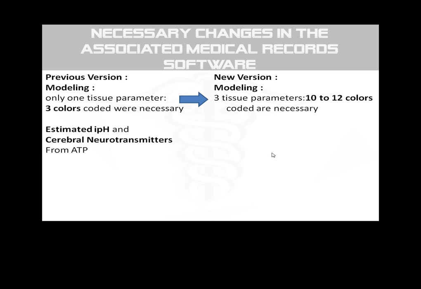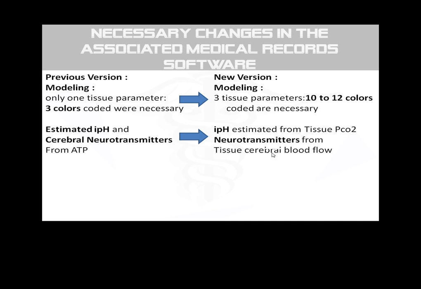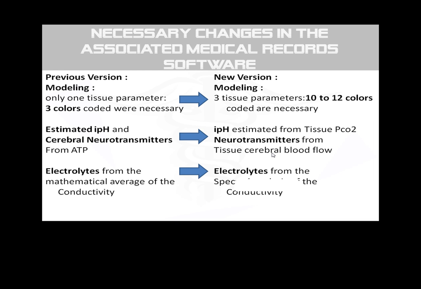Previous version, estimated interstitial pH and cerebral neurotransmitters from the ATP production. New version, estimated interstitial pH from the tissue carbon dioxide pressure, estimated cerebral neurotransmitters from the cerebral microcirculation blood flow. Previous version, estimated electrolytes from the mathematical average of the conductivity. New version, estimated electrolytes from the spectral analysis of the conductivity.